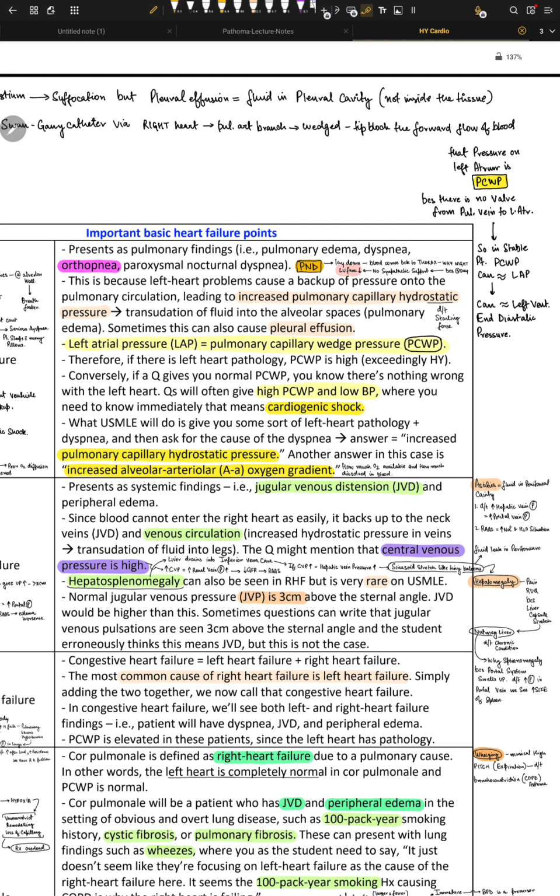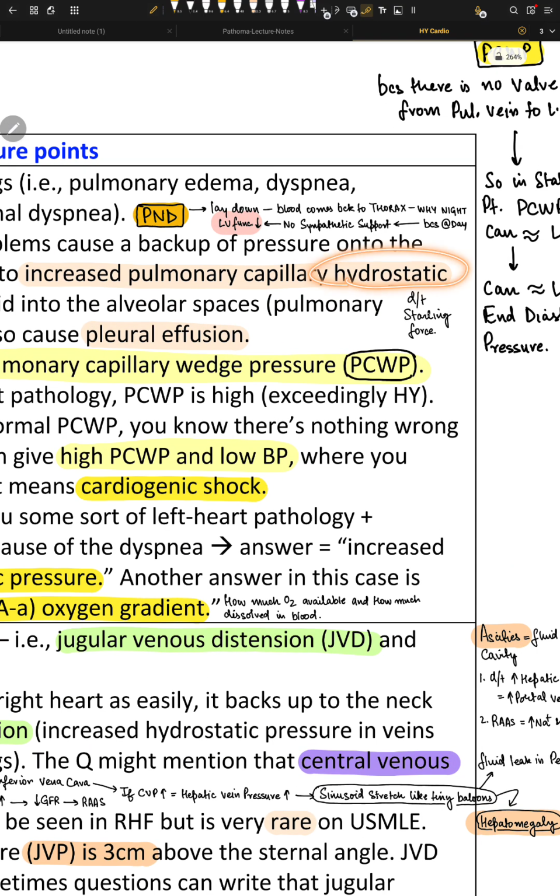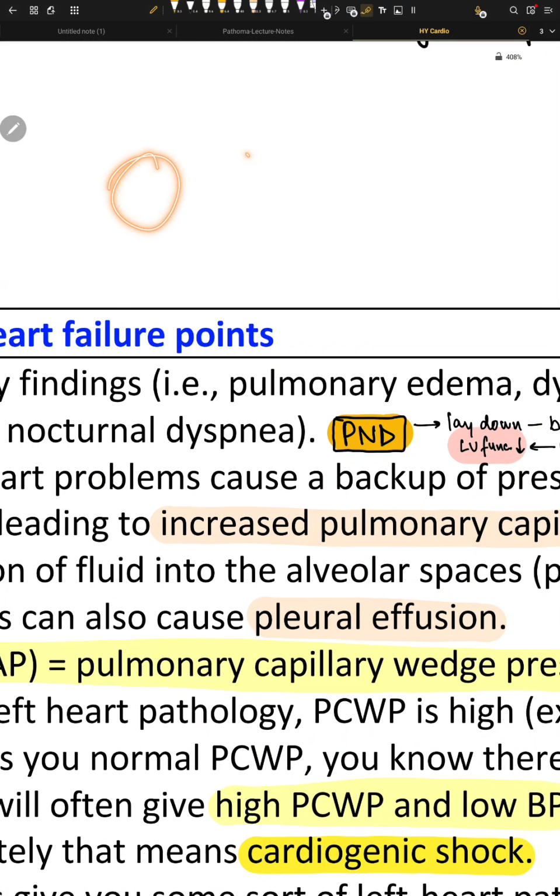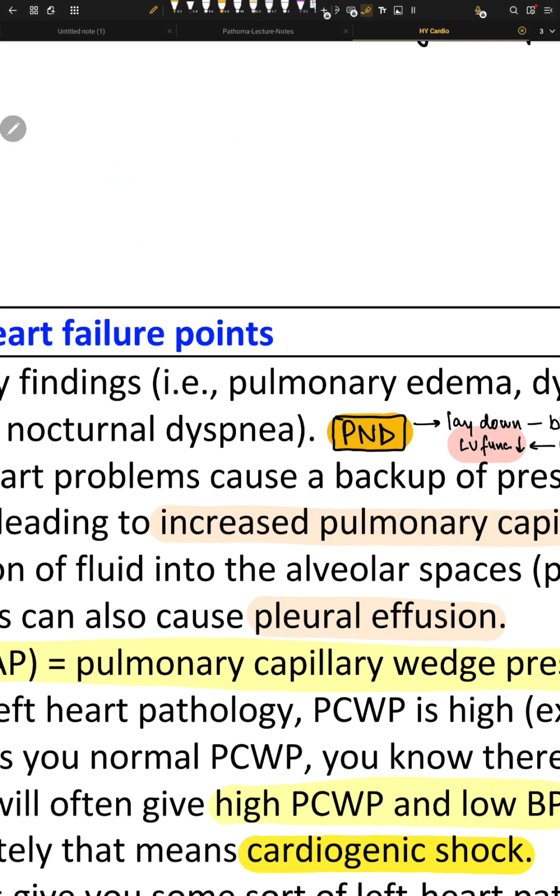Now this is because a left heart problem causes backup pressure onto the pulmonary circulation, the lung circulation, leading to increased pulmonary capillary hydrostatic pressure. Now what is this hydrostatic pressure? By the way, hydrostatic pressure is the pressure generated by Starling forces. Now what are the Starling forces? In a nutshell, it's just how fluid moves across the capillary walls, whether it leaves the capillary or enters back in, the resorption, right?